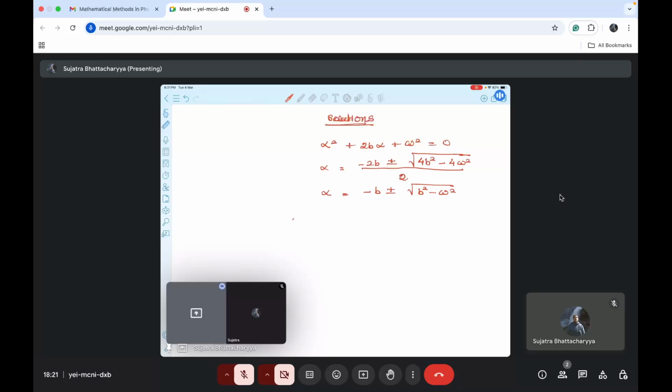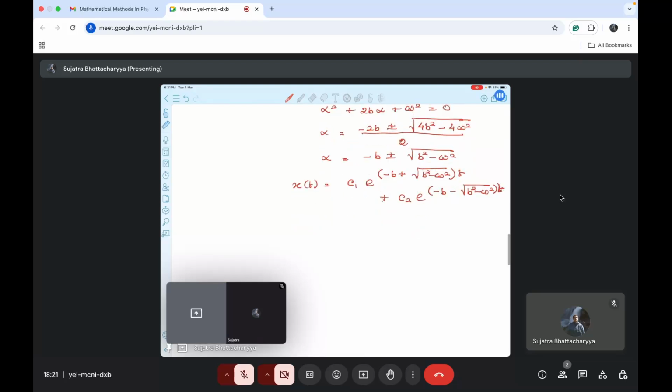Then what will be the solution? X of t will be equal to c1 exponential to the power minus b plus root b square minus omega square times t, plus c2 exponential minus b minus root over b square minus omega square times t. That is the complementary function solution. Okay, this is the final solution.